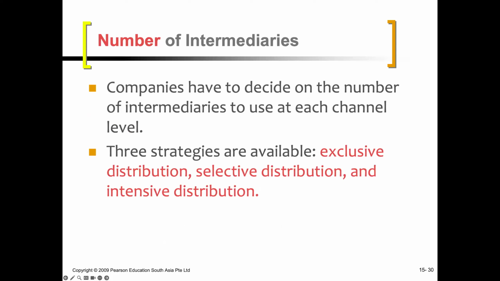The companies will have to decide on the number of intermediaries to use at each channel level. Well, because you will need to consider the budget and the resources that you have. 3 strategies are available, including exclusive distribution, selective distribution, and intensive distribution.